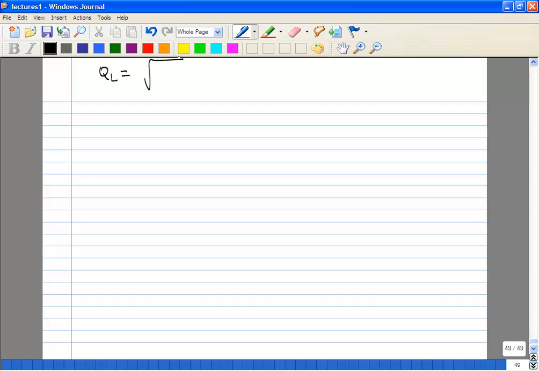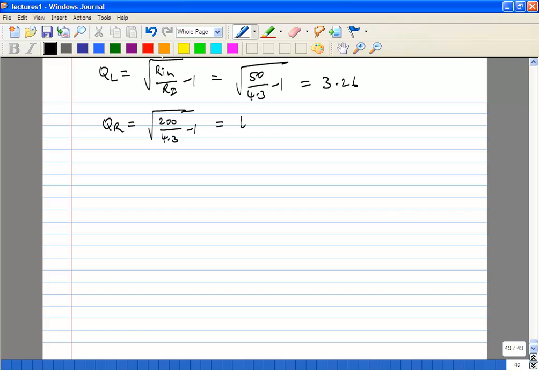What is QL? Root of Rn over Ri minus 1, right? Which is root of 50 over 4.3 minus 1, which happens to be 3.26. So similarly, you can show that QR is 6.74, or you can say 10 minus 3.26, whatever. Okay, so now you have found QL and QR.